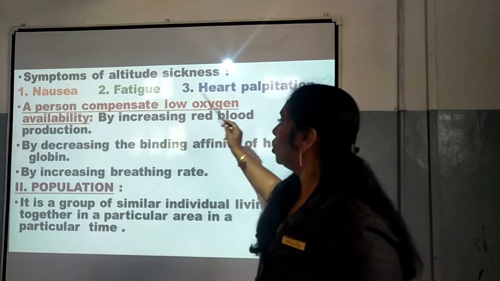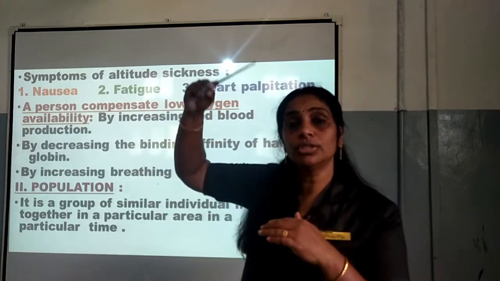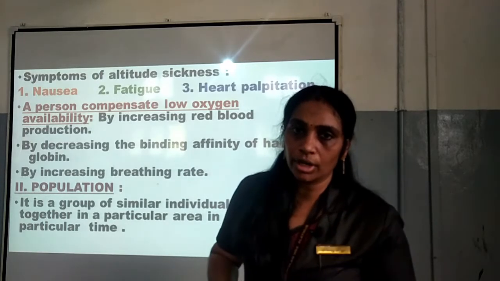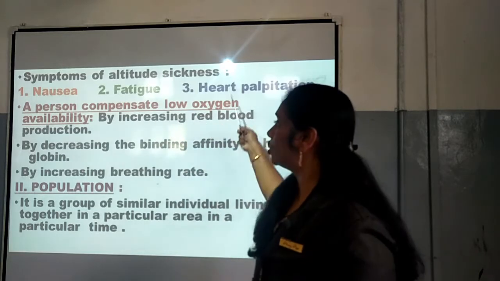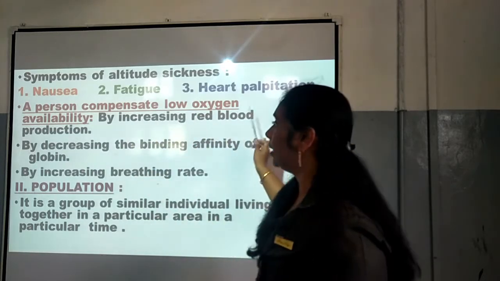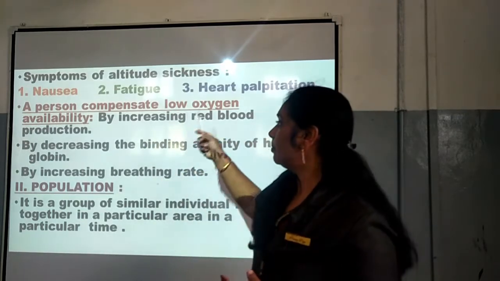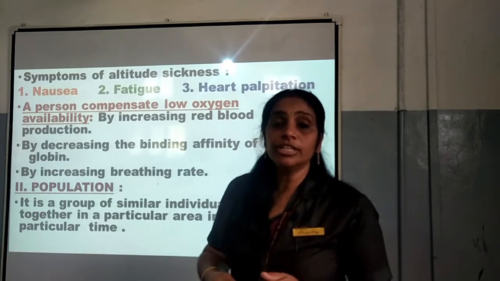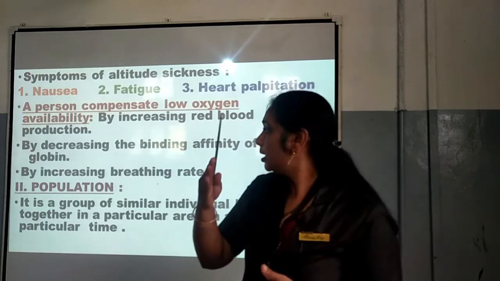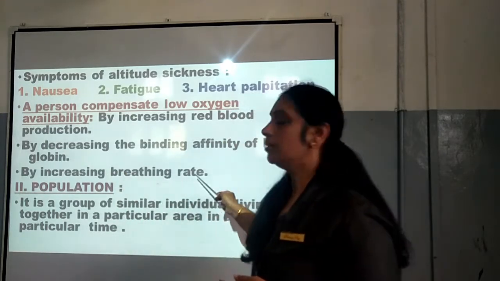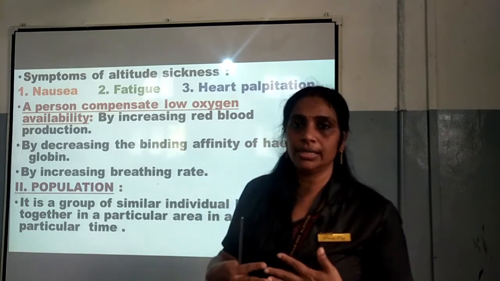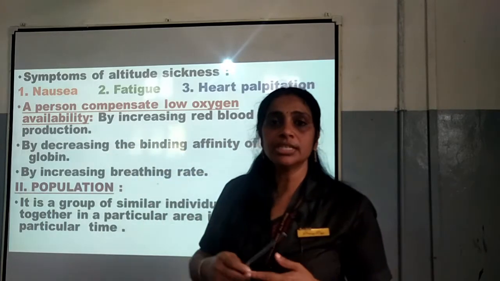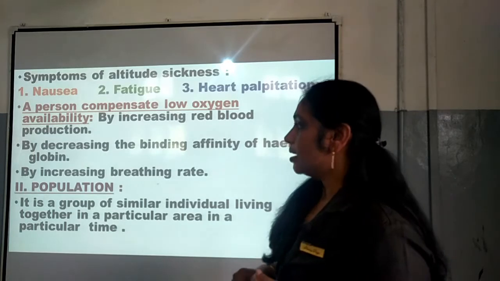Now, a person compensates for low oxygen availability. When a person moves to a higher altitude, there will be less oxygen availability in the body of an organism. So how is a person able to compensate for the low oxygen availability? By increasing red blood cell production. Automatically the body will start to produce more red blood cells. Number 2, by decreasing the binding affinity of hemoglobin. And by increasing breathing rate, the breathing rate will be increased automatically by the body. So the body does all these activities to compensate for low oxygen availability if a person is suffering from altitude sickness. So, that is about adaptation.